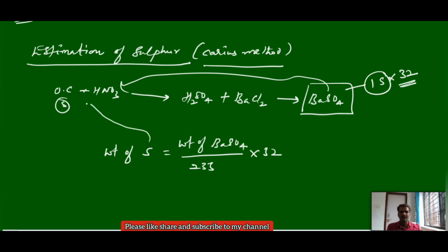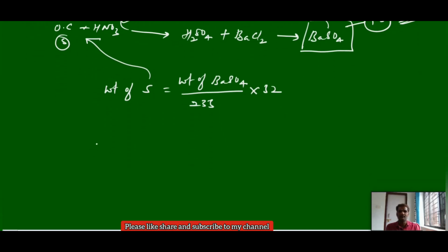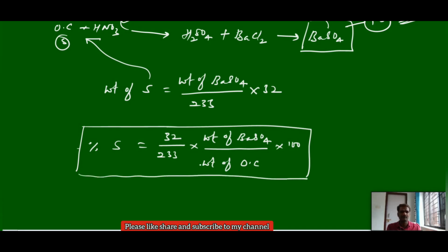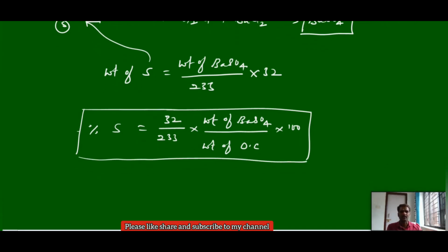And the sulfur is coming from where? The organic compound only. Now the organic compound contains this much amount of sulfur. The percentage of sulfur in a given organic compound, just a percent composition, is equal to the weight of sulfur, that means 32 by 233 into the weight of barium sulfate, by the weight of organic compound, into 100. This gives the percentage of sulfur in a given organic compound. Again, simple stoichiometric calculations.